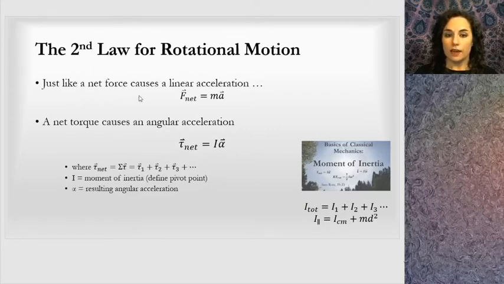And just like a net force causes a linear acceleration, you won't be surprised to find out that a net torque causes an angular acceleration. And so you can see the analogy from linear to rotation for these quantities. Torque is the rotational analogy of force. Moment of inertia is the rotational analogy of mass. And angular acceleration is the angular version of acceleration. Okay, so there's some elegance mapping from this one equation to the other.